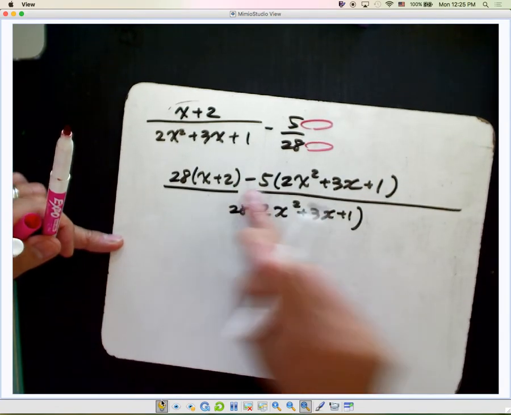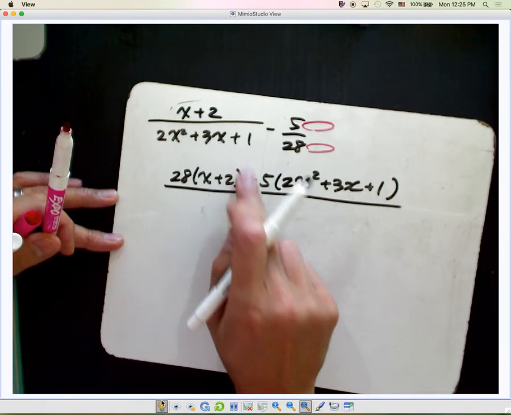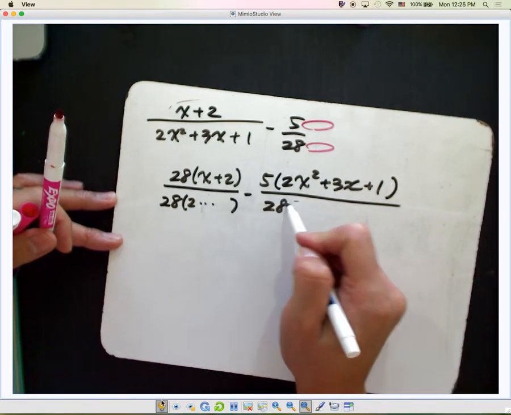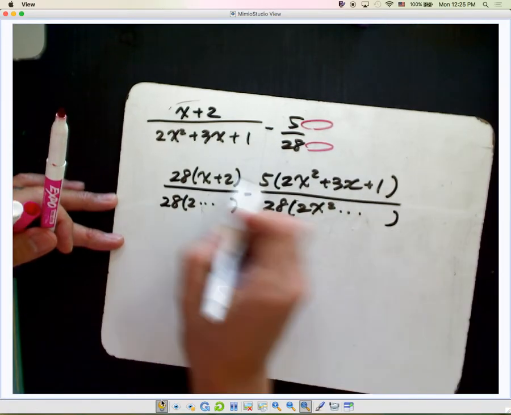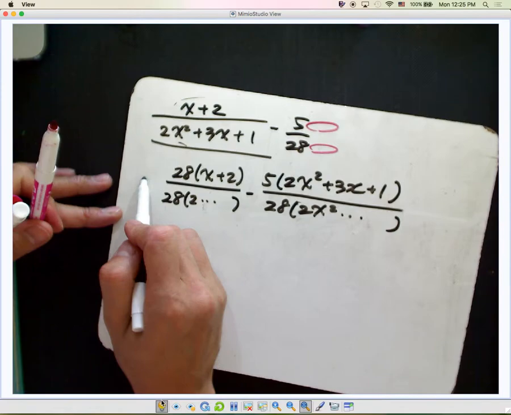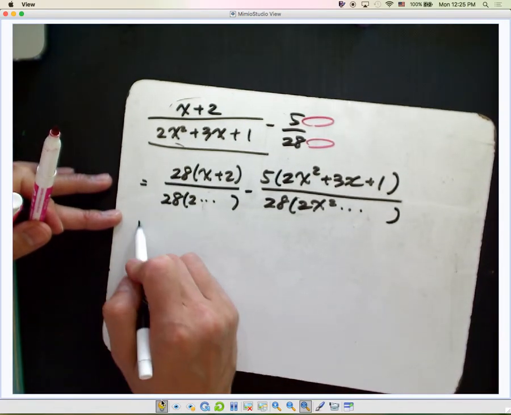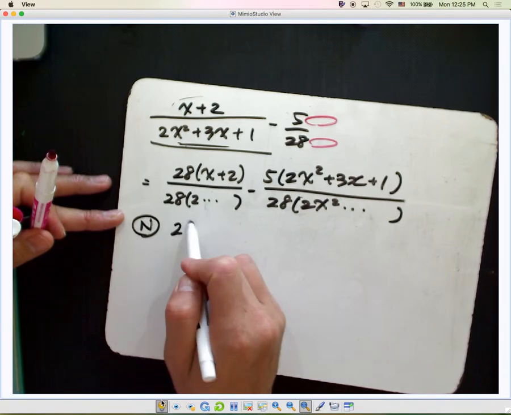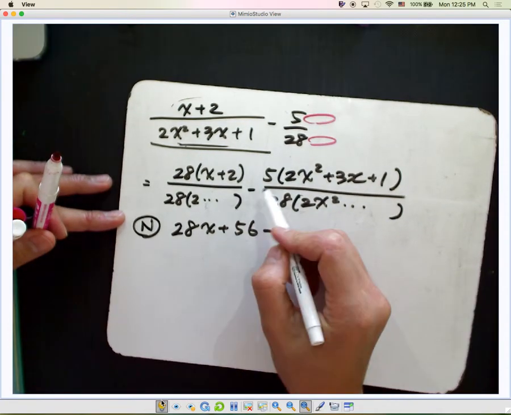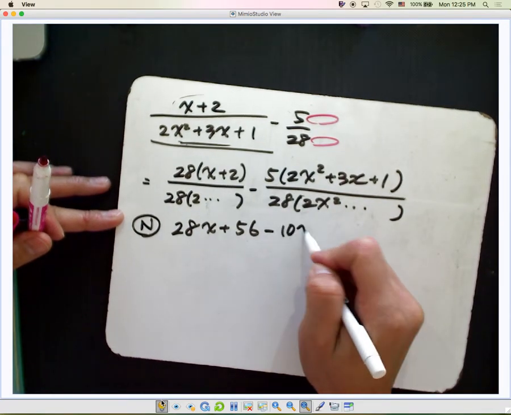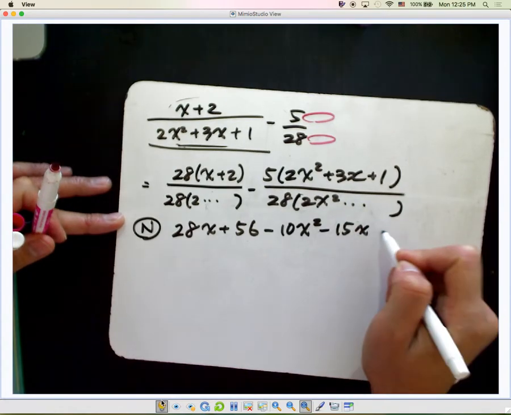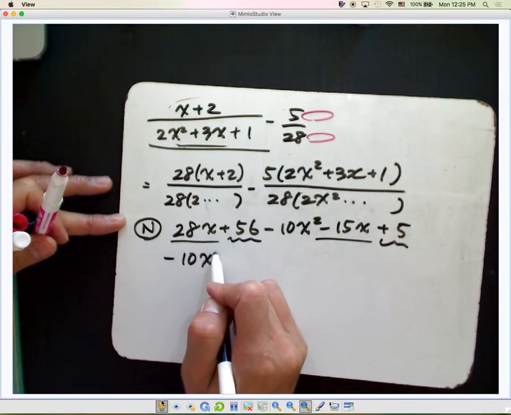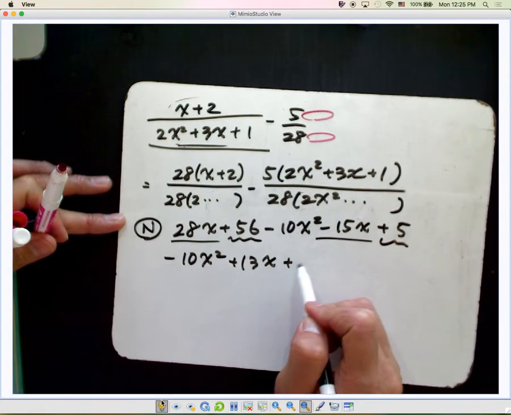Well, maybe I should write it this way. Minus, and you have the same denominator, 28 times 2x squared and so on, which is this guy. And then if you write it in a shorter way, if you just look at the numerator, it's going to be 28 times x plus 2. So distribute it, we get 28x plus 56 minus, distribute everything, so 5 times 2 is 10x squared minus 15x minus 5. Combine like terms. We'll have negative 10x squared plus 13x plus 51.